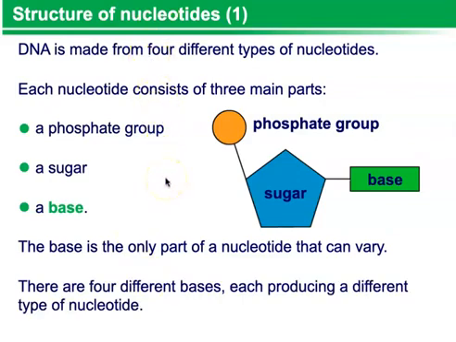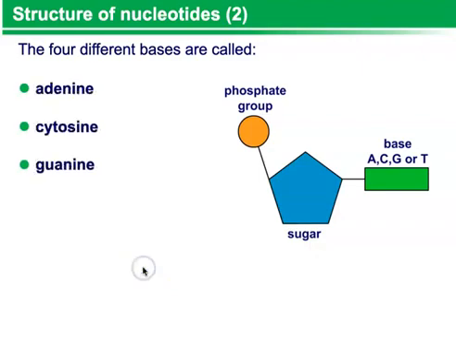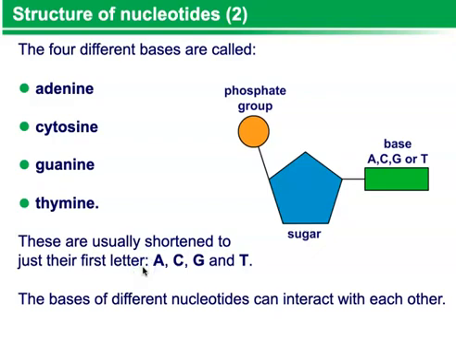There are 4 different bases, each producing a different type of nucleotide. The 4 different bases are adenine, cytosine, guanine, and thymine. Typically, we shorten these to just A, C, G, and T. The bases of different nucleotides can interact with each other.